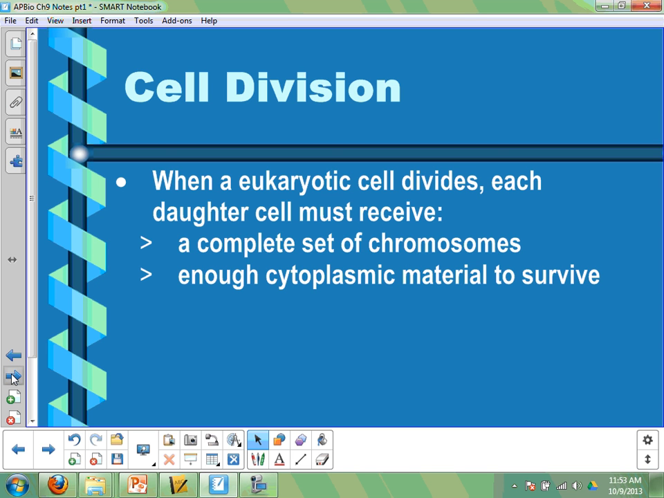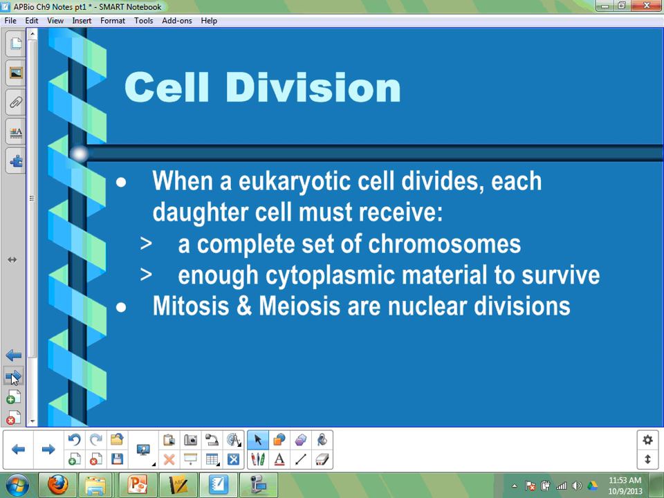And also each of the daughter cells will need enough cytoplasmic material, enough organelles to survive. They've got to have things like mitochondria. They've got to have enough internal membranes to be able to carry out the life functions. So those are 2 completely separate steps. We're going to look at how they divide their chromosomes, and then we'll look at how they divide their cytoplasm.